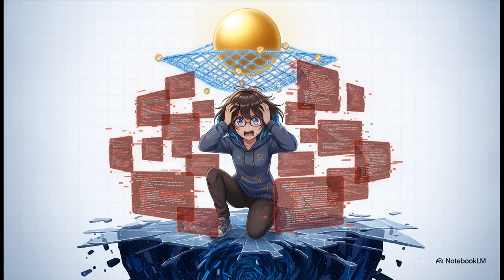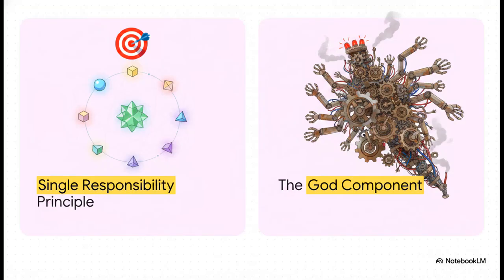Finally, we have to talk about the dreaded God component. This is that absolute monster of a file handling form validation, submission, error handling, global state management, and rendering the UI, literally doing everything under the sun. This completely shatters the single responsibility principle. God components ruin code quality because they are basically impossible to debug or extend without breaking something else. You absolutely must split these giants up into smaller, modular hooks and highly focused functional components.